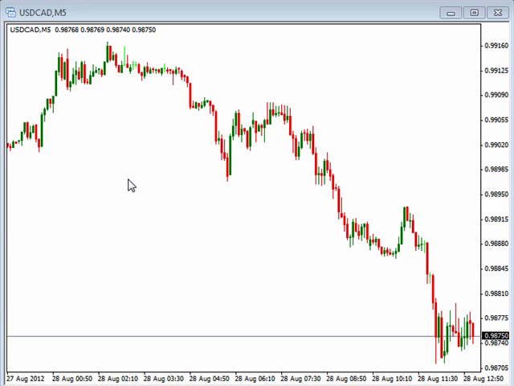At 10 o'clock Eastern New York time, the consumer confidence numbers come out. The forecast for that is 65.8. Now, if it comes out better, typically that's good for the currency, so we'd see the U.S. dollar strengthen. It's just a household survey of how they feel about the current and future economic conditions.